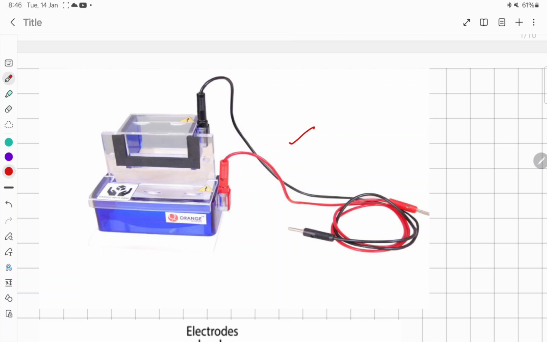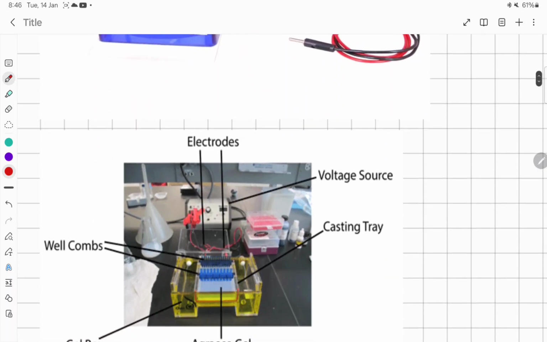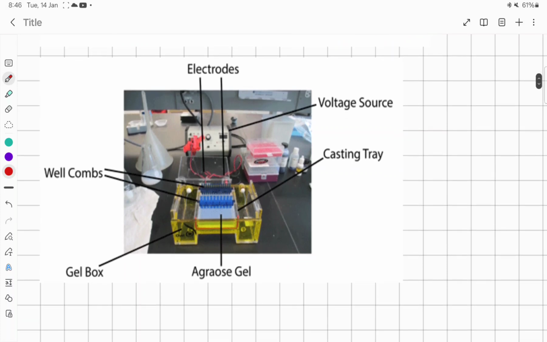Using this, you can see the gel electrophoresis instrument where these two electrodes are there. One is the cathode and the other is the anode. This is the casting tray where the gel is put, agarose gel, say. Then the well comes where the DNA to be separated is put, and this is the voltage source, and this is the gel box.